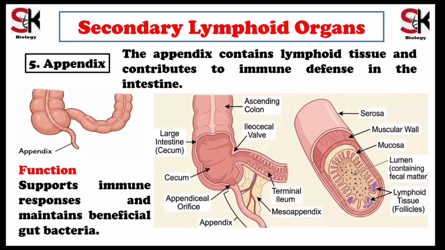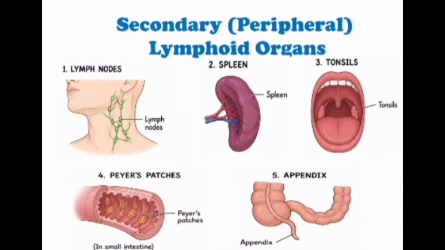This is all about secondary lymphoid organs. Secondary lymphoid organs are essential for immune defense. They provide sites where immune cells recognize antigens, become activated, and protect the body from infections.